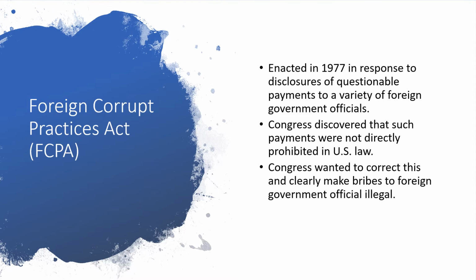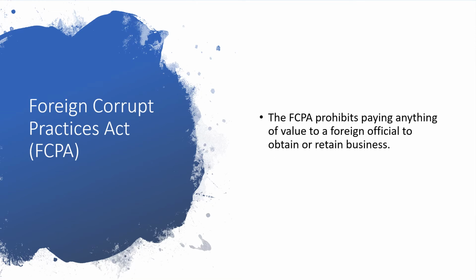The law also contains what is called a books and records provision, which requires businesses to maintain accurate books, accounts, and records which honestly and accurately detail the transactions involving the business's funds. This law prohibits paying anything of value to a foreign official to obtain or retain business.